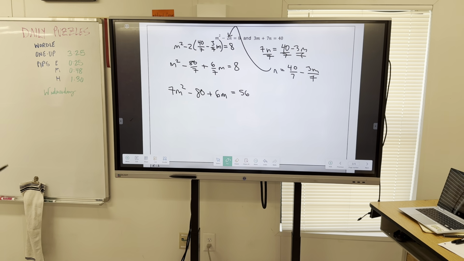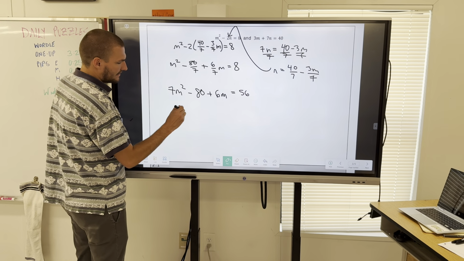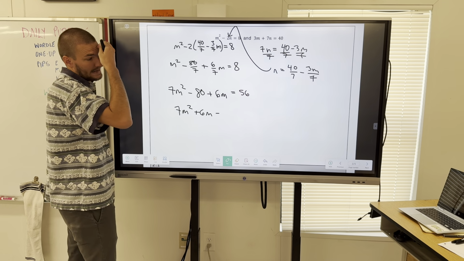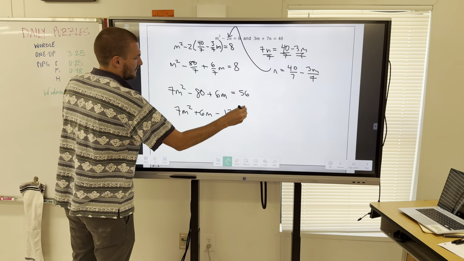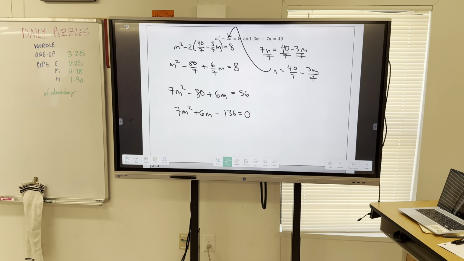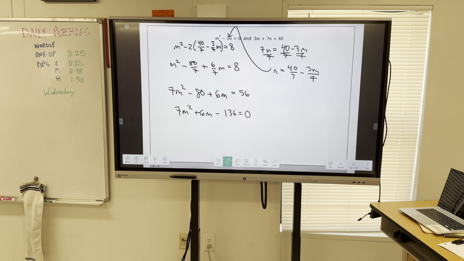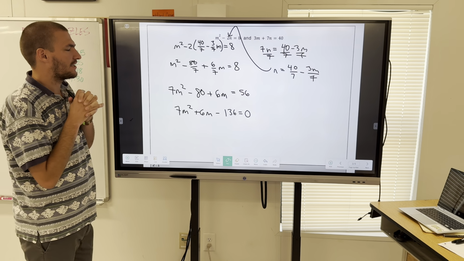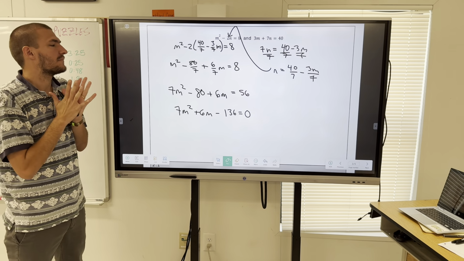Okay. Everything on one side. Let's do some factoring here. 7m squared plus 6m minus, what's 80 minus 56? 136. 136, right? Negative 56, negative 80. Because they're both negative, so they work together. I thought you said subtract 80 from 56. I got you. In that case, it would be 24 for sure.